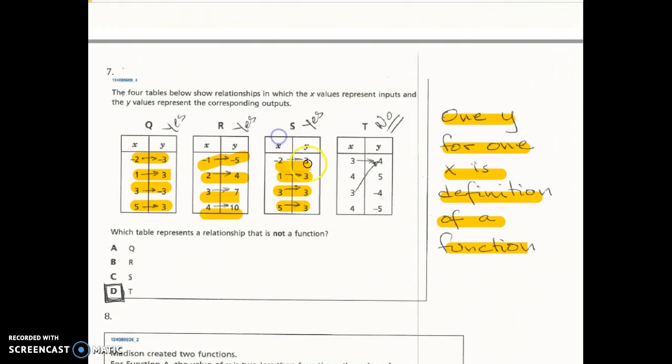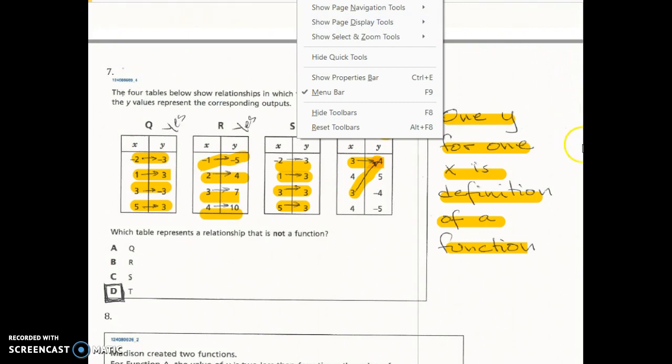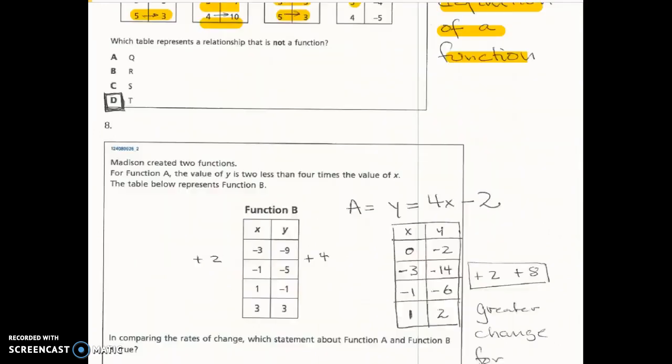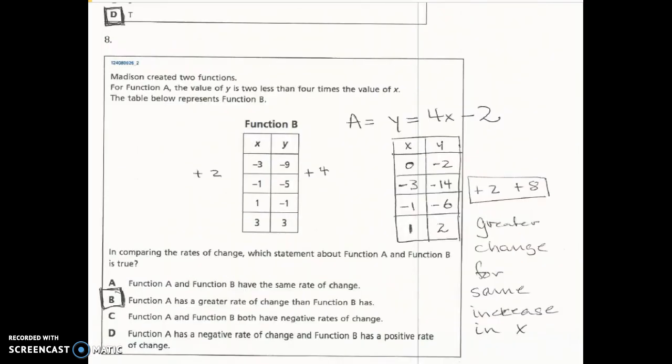-2 to 3, 1 to 3, 3 to 3, 5 to 3. So here you might say, well, wait a minute. They all map to 3. It's okay that I have different x's that map to the same y. What's not okay is this. I have a 3 that maps to 4, but I also have a 3 that maps to 4. So this is what's not okay, and it makes t not a function. That can be tricky, so let me know if you have any questions on the mapping and the function. Let's go down now to question 2 functions.